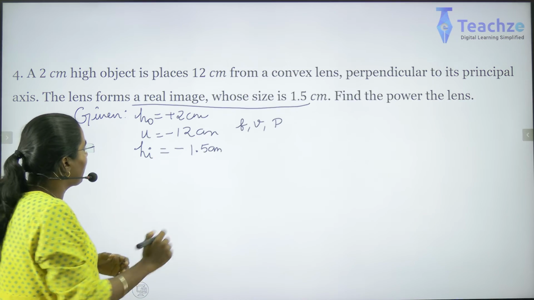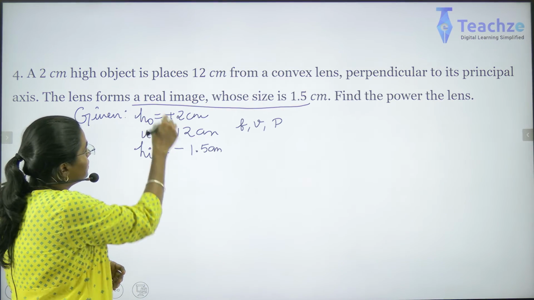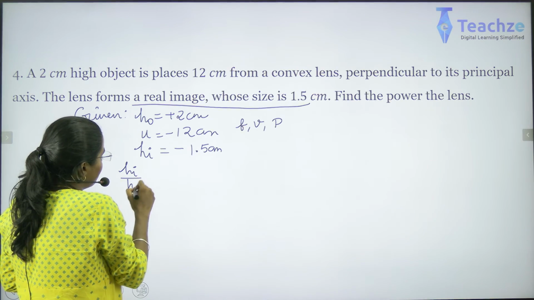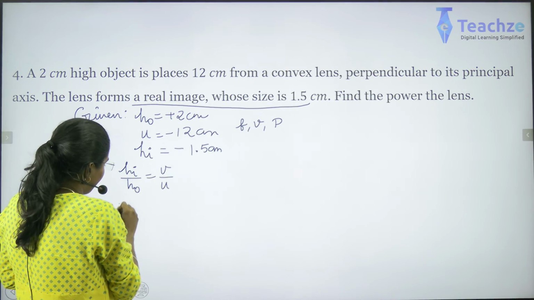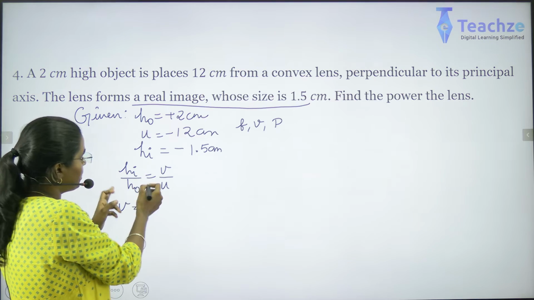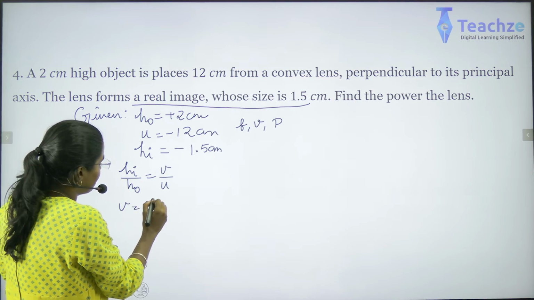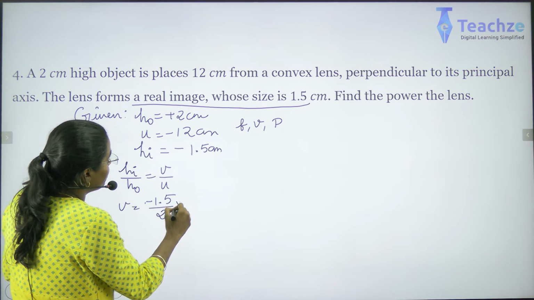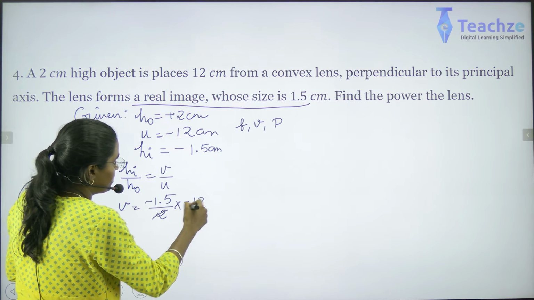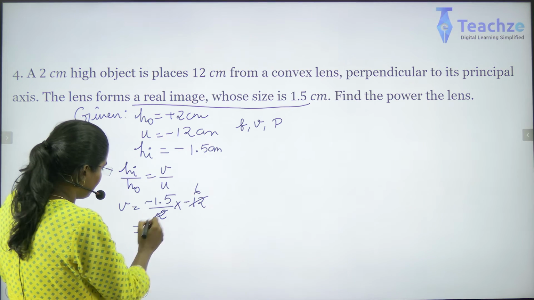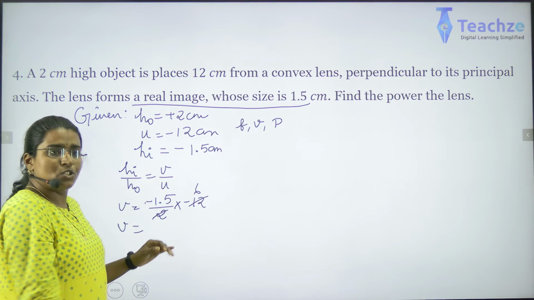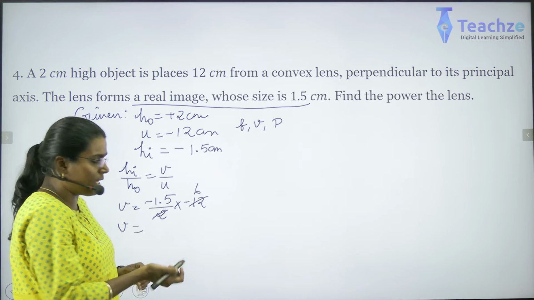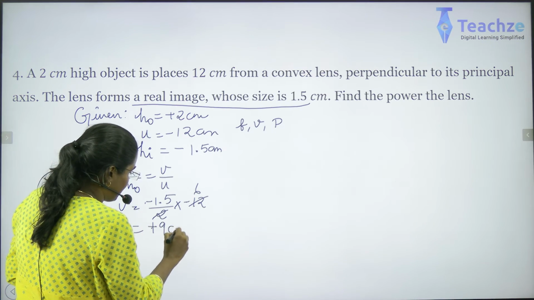So with these, we can find V. HI by HO equal to V by U. So V is equal to HI by HO into U. So HI is 1.5 divided by 2 into minus 12. So 2 6s are positive. V will be positive. 6 into 15 is 90 and it is 1.5 here. So I take it as plus 9 centimeter.